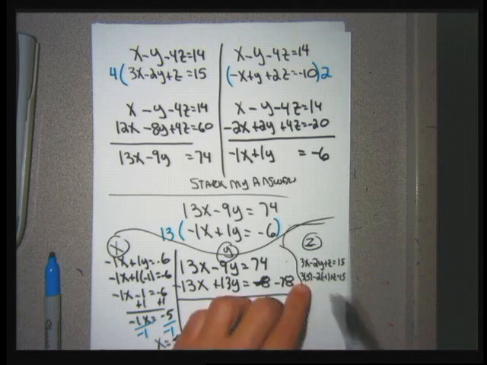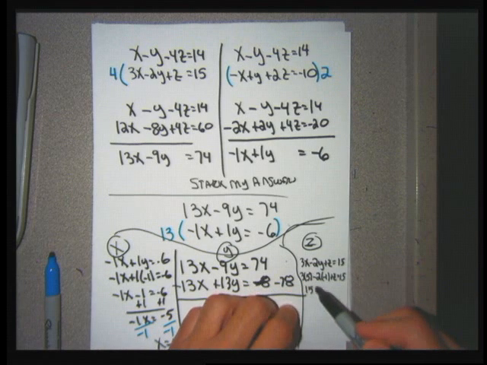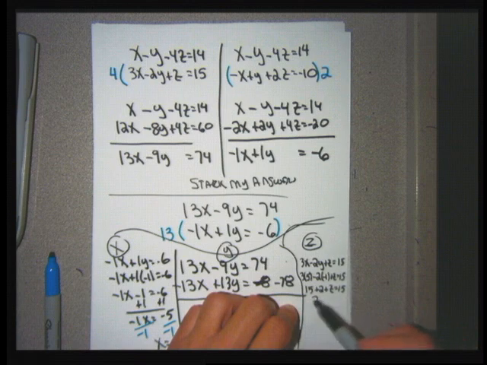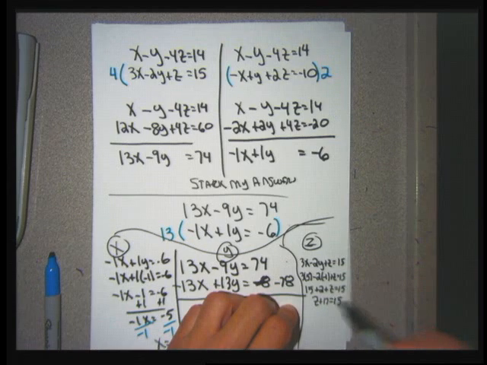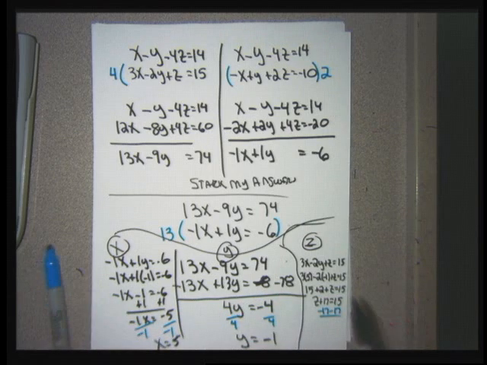Do the math. 3 times 5 is 15. Minus 2 times negative 1 is plus 2. Plus z equals 15. This gives me z plus 17 equals 15. I minus 17 from both sides, and I get z equal to negative 2.